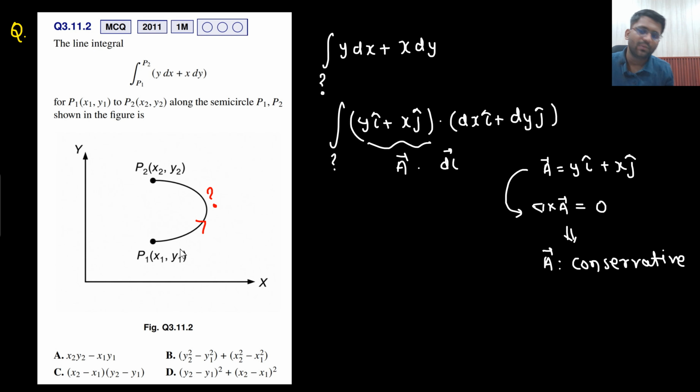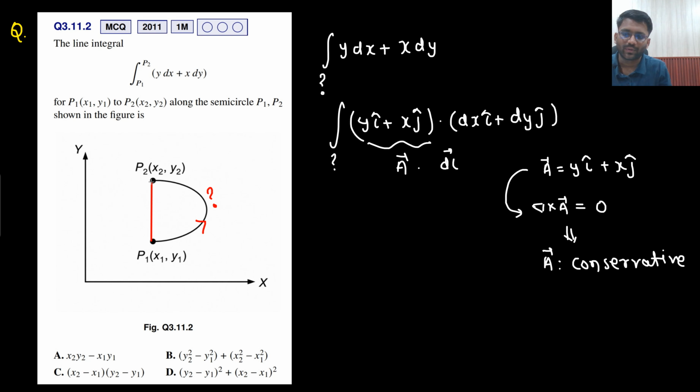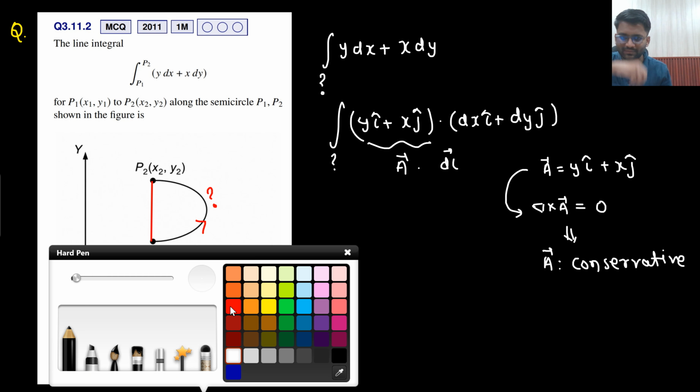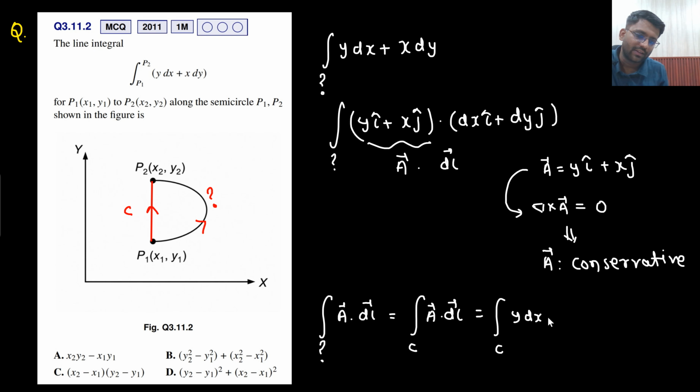And if A is conservative, then instead of going through this path, can I go through this path from P1 to P2? Absolutely, sir. You can go through this path as well. So what did you understand here? That the integral of A dot dl, for this unknown path, is equal to the integral for the curve C of A dot dl, which is equal to the integral for the curve C of y dx plus x dy. Now you solve this one for the curve C.